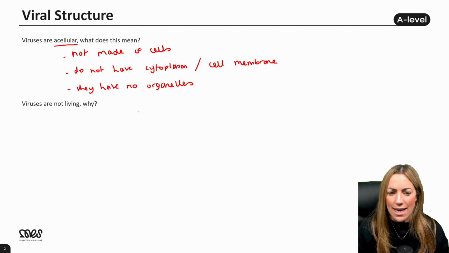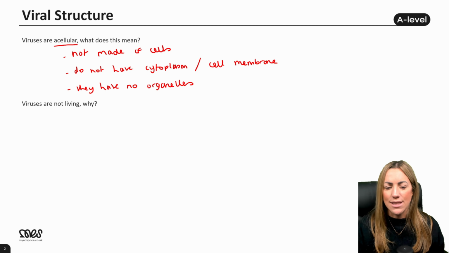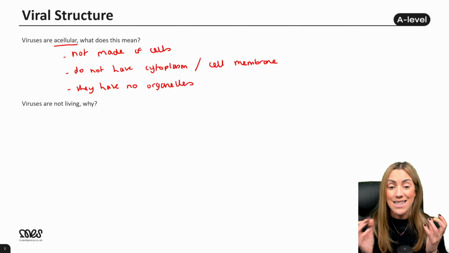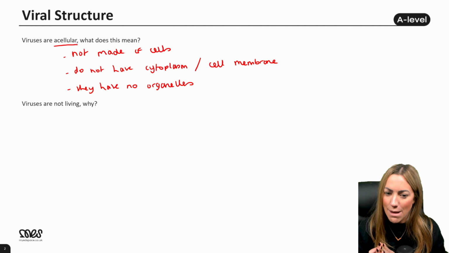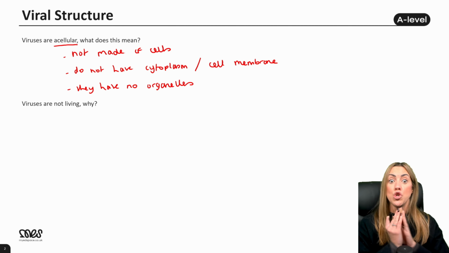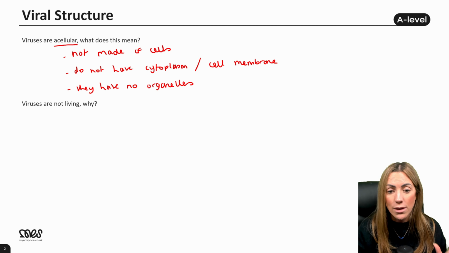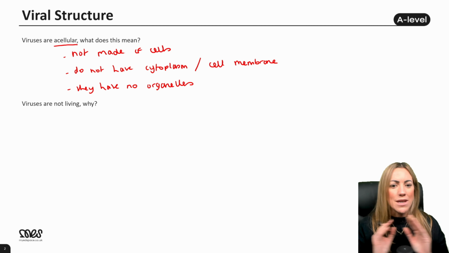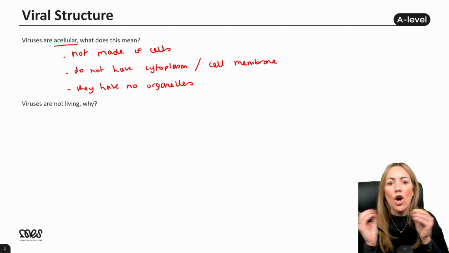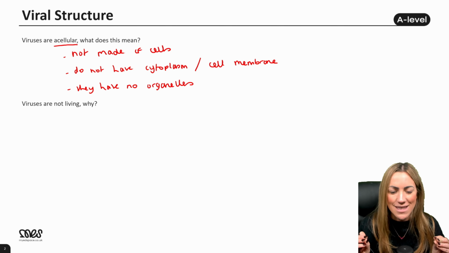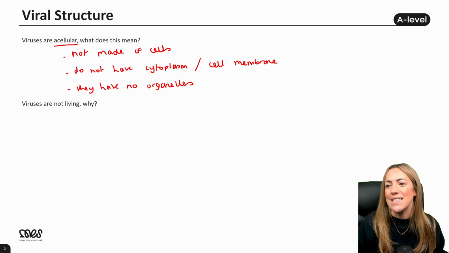They do not have any organelles, okay? Don't just say they don't have membrane-bound organelles, because neither do prokaryotic cells, and they are cells, okay? So bacterial cells or prokaryotic cells, they are cells. They don't have membrane-bound organelles. So viruses, we can't just say they don't have membrane-bound organelles. We have to say they have no organelles at all. Even cytoplasm, they don't have it. Cell membrane, they don't have it. So they are not cells. They are not made of cells, okay? So let's learn this definition.